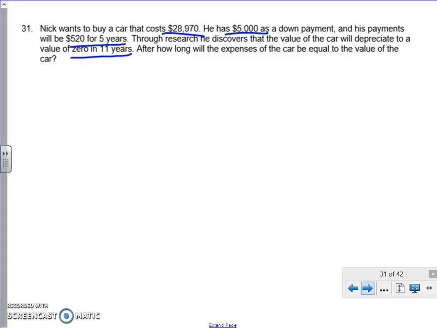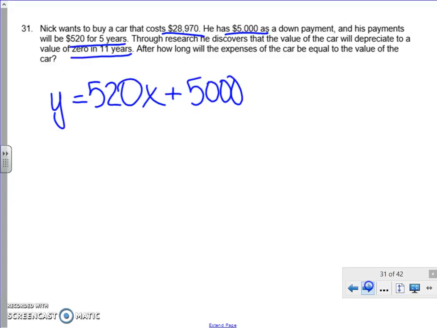So we actually have to come up with two equations here. We have a depreciation equation and an expense equation. So let's start with the expense equation. We know that it's going to cost $520 a month for however many months we're going to pay for this, and that he put down $5,000.